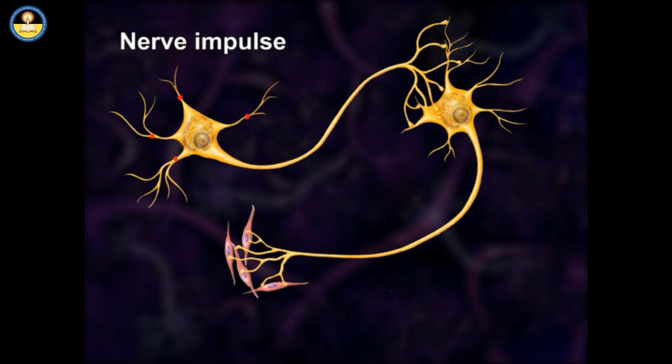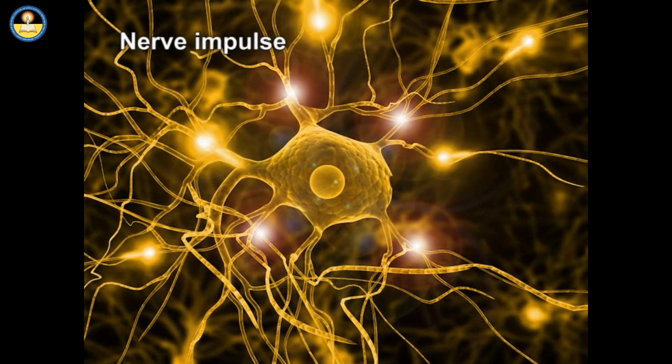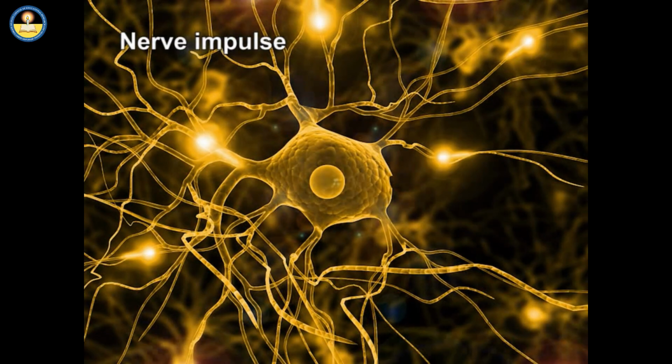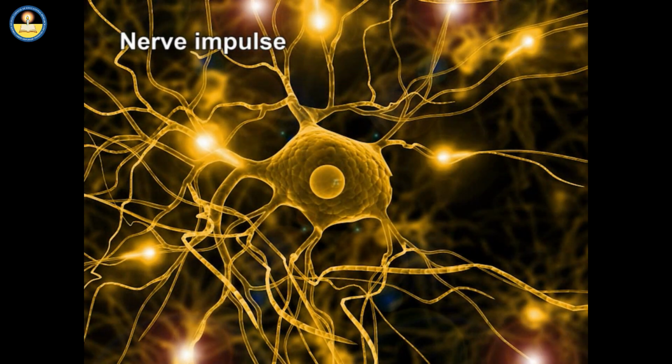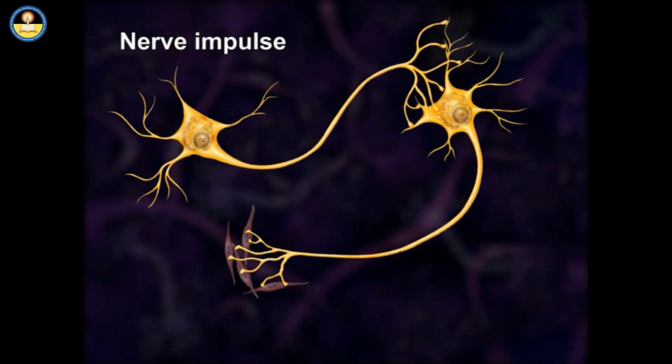The information from the environment is detected at the end of a dendritic tip of a nerve cell and sets off a chemical reaction that creates an electric impulse. This electric impulse travels from the dendrite to the cell body and then along the axon to its end and finally reaches the effector, which is usually a group of cells present in a muscle or gland.